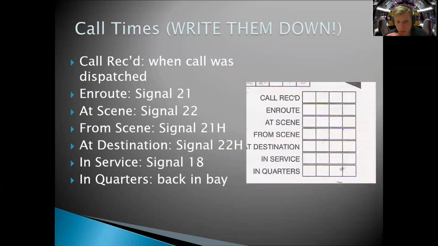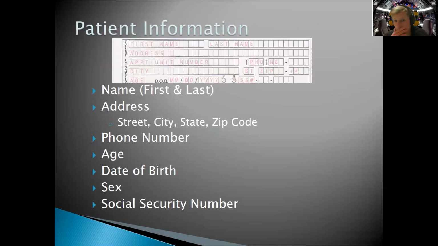These are the times. So remember, 21, it's en route to the scene. 22 at the scene, 21H from the scene to the hospital, 22H at the hospital, in service 18, and in quarters is 13. So you'll write those numbers appropriately in the boxes.